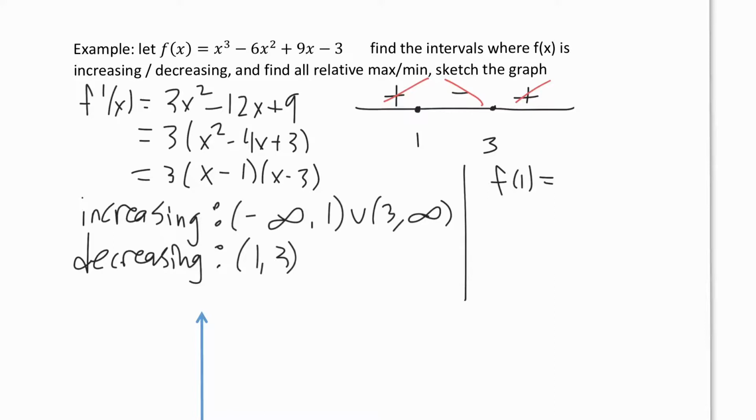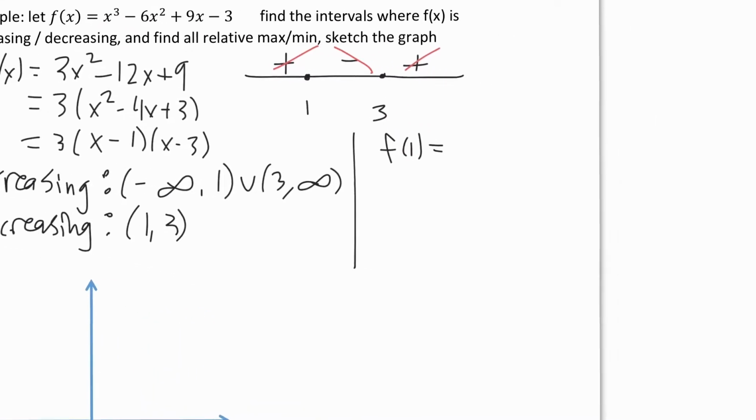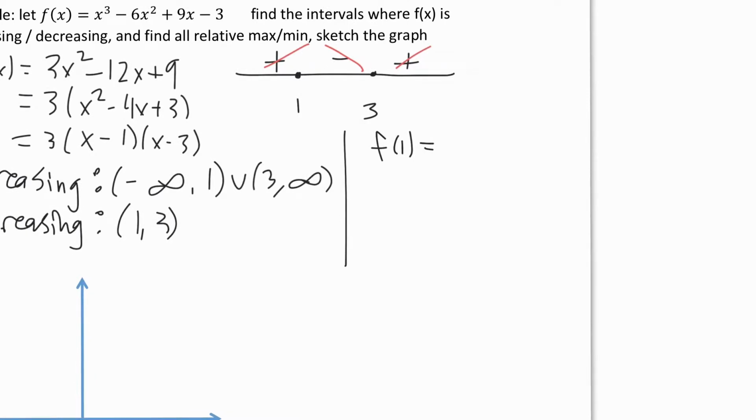And of course you're going to get 0 because the number 1 is a 0 of the derivative. That's how we came up with the number 1. So please don't plug the number 1 into the derivative. It would be a classic mistake. Instead, we have to plug the number 1 into the original function. So let's see what we get when we plug it into the original function.